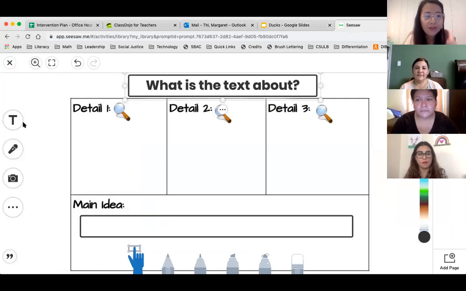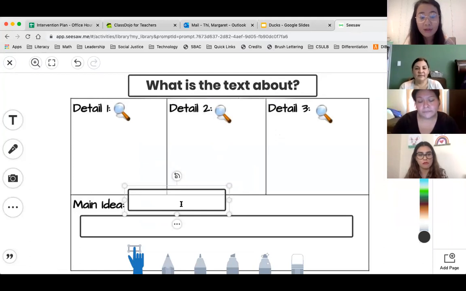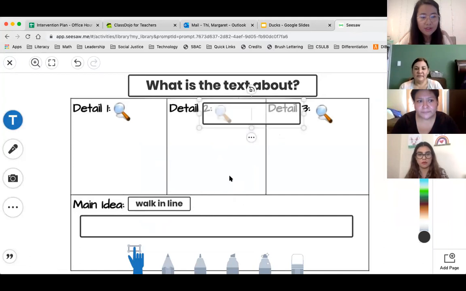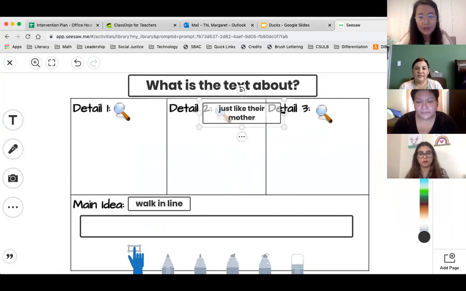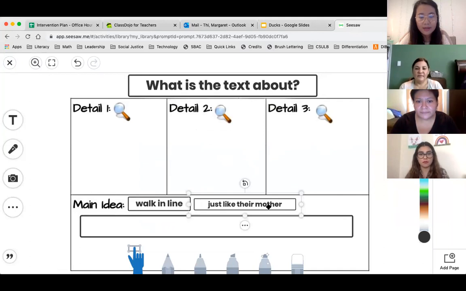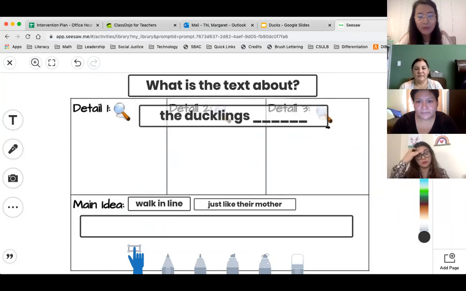So I'm going to write down the things that the teachers just said, because that's why we have discussions about the main idea, because there's sometimes a lot of different repeated phrases. So I remember Ms. Hernandez said that walking in a line was repeated a lot. Okay, and then Mr. Kimowich said just like their mother. And then Miss Rosales said the ducklings blink. Now, looking at these 3 ideas that our teachers came up with, we want to find the best one to use for our main idea.